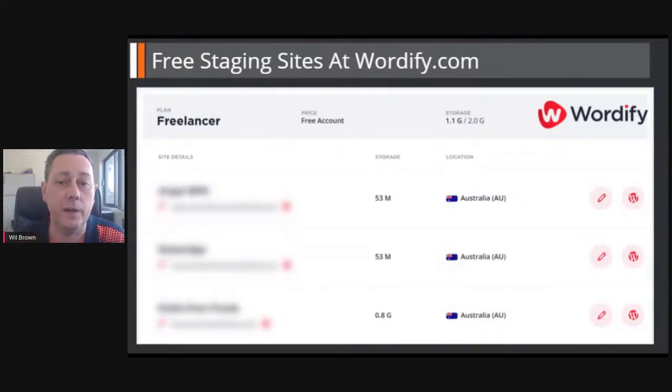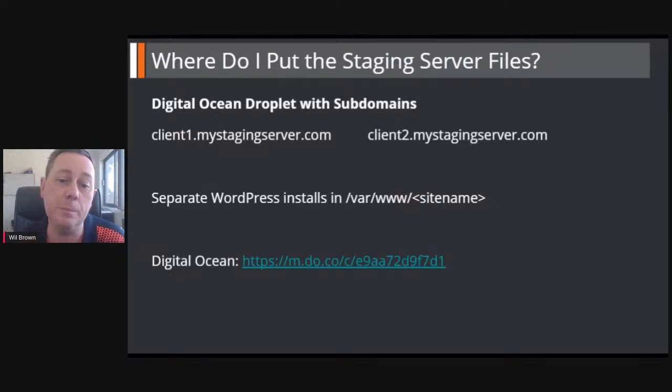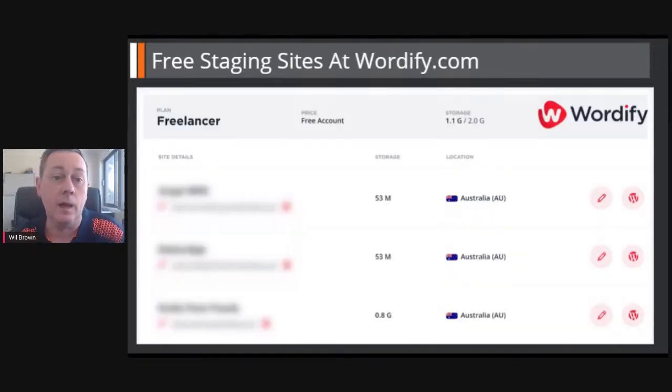But something else I've discovered. Oh, sorry, the DigitalOcean ones are really, really cheap. They're like $5 US a month to have a whole server that you can install lots of WordPress instances onto. So pretty cheap. But I found something else.